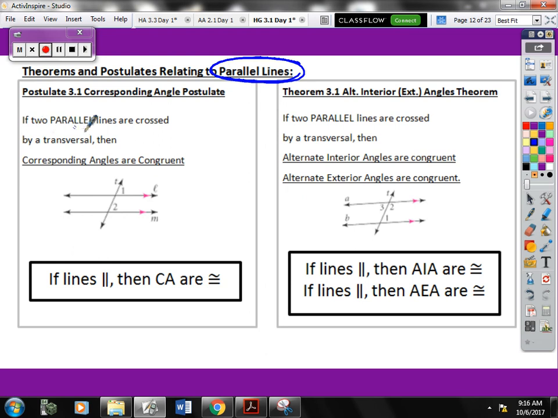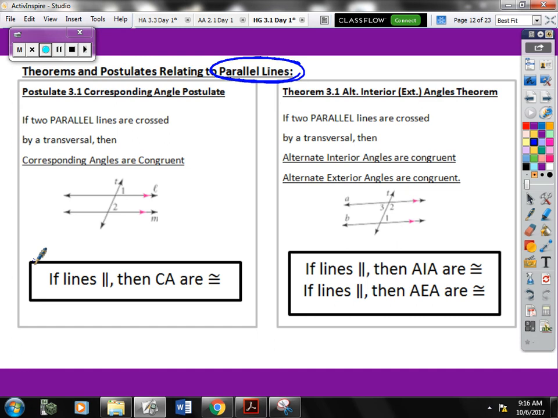If two lines are parallel, or if two parallel lines are crossed by a transversal, then corresponding angles are congruent. This is called the corresponding angles postulate. When we use this in a proof, you can write corresponding angle postulate, or you can write this, which is the reason most of you will choose: if lines are parallel, then corresponding angles are congruent. Which is to write it out.